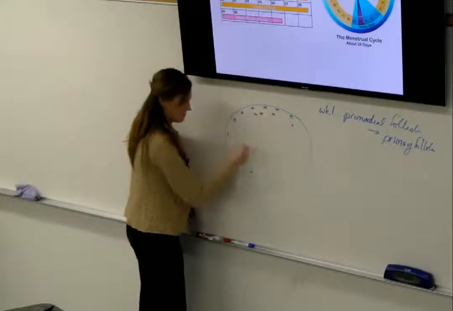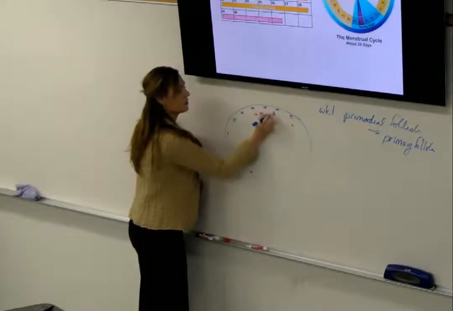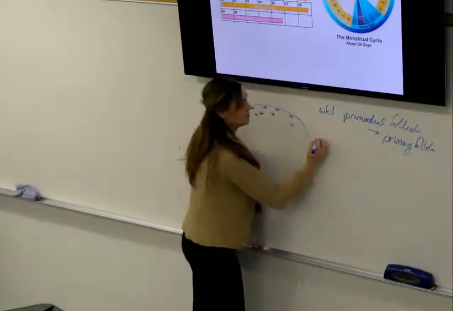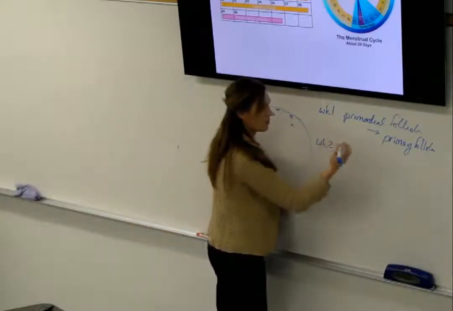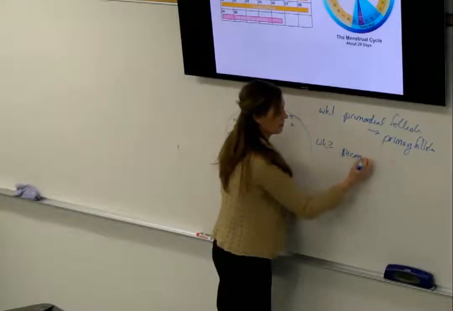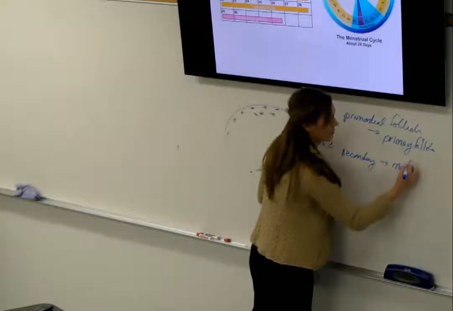It's a little bit bigger. But then those primaries have the cuboidal cells around the outside. And then in week 2, the primary follicles become secondary. And those secondary turn into mature follicles.